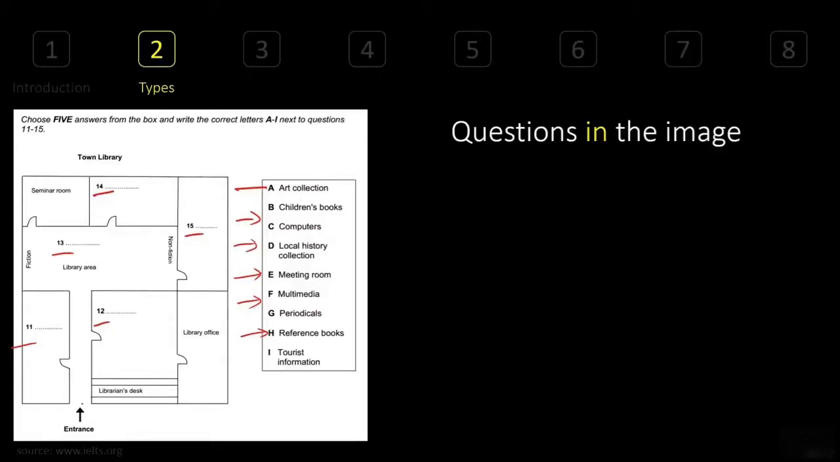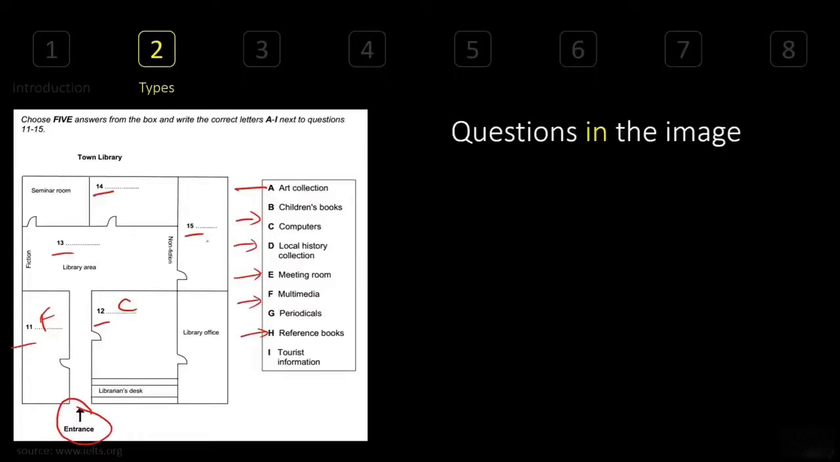The person in the audio will first talk about, for example, standing at the entrance, and then as we go straight, on the left comes, let's say, the multimedia room. So the answer for 11 is F. I'm just giving an example, not saying that's exactly the answer. Just opposite, we have a computer room, so we have computers here, option C. That's how they're going to play the audio. I'm going to show you a real example. Don't worry about that. This is just to show you the types of this question.